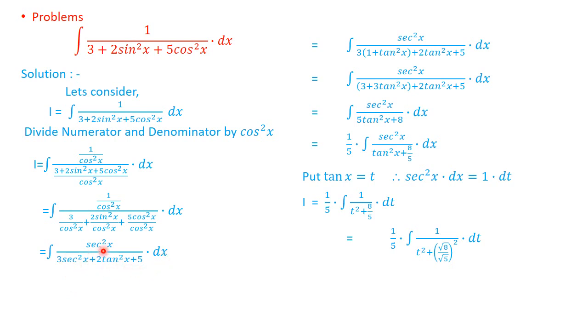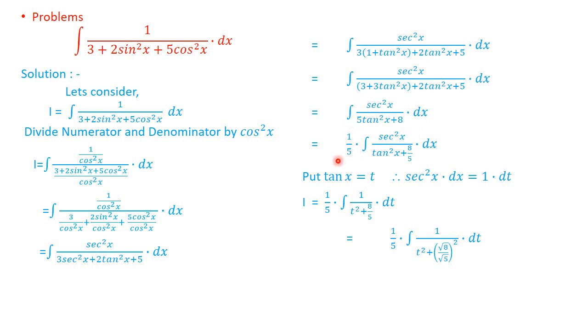Now here sec square x obtained in the denominator, replace it by 1 plus tan square x, as I have already told you. If any sec square x occurs in the denominator, then replace it by 1 plus tan square x. Not in the numerator, only in the denominator, because we want uniform terms. That is, all the terms in the denominator should be in tan form. That's why we are doing it in this way. We do not want any sec square x there. So sec square x by 5 tan square x plus 8 dx.